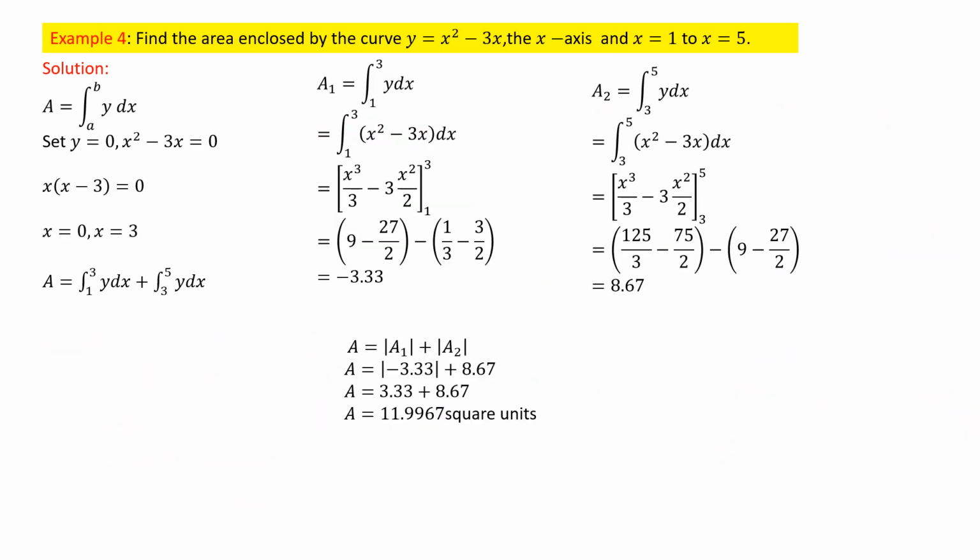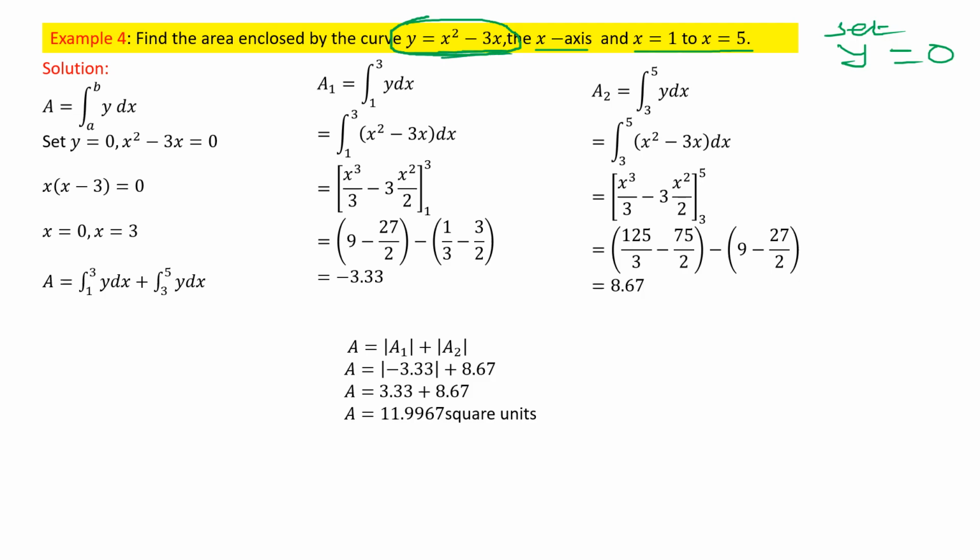Let us discuss one more question. Here the curve is y equal to x power 2 minus 3x enclosed by the x-axis and the values x equal to 1, x equal to 5. In the previous question we set x equal to 0 because the problem was given in terms of x. But now the problem is in terms of y. So y is a function. So what I do? I have to set the y value equal to 0.